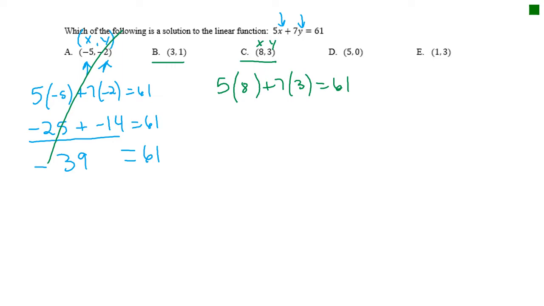All right, 5 times 8 gives me 40. 7 times 3 gives me 21. And remember, it has to equal 61. 40 plus 21 gives me 61. So is this true? 61 equals 61? Yes. So my answer is letter C, coordinate point 8, 3. Again, like I said, if it didn't match, I'd have to go to the next coordinate point. All right, can you guys try number 2, please?